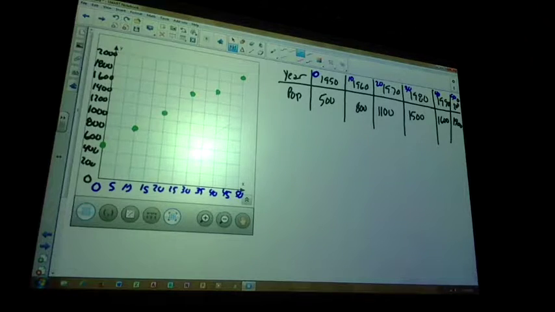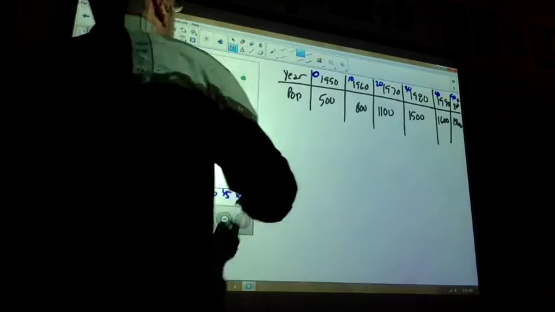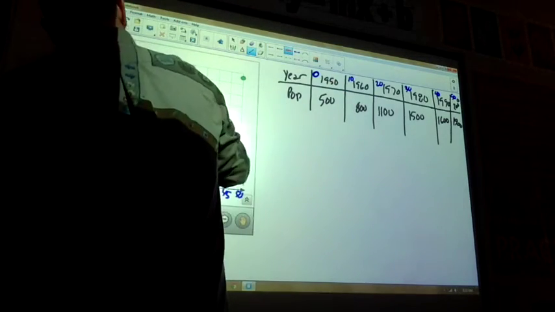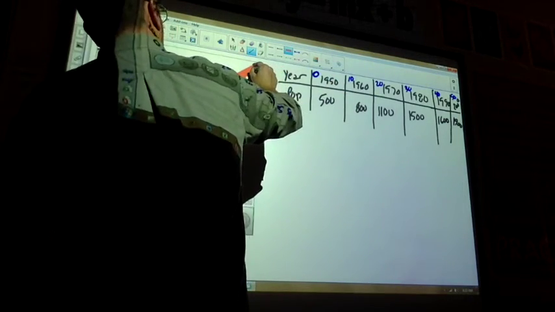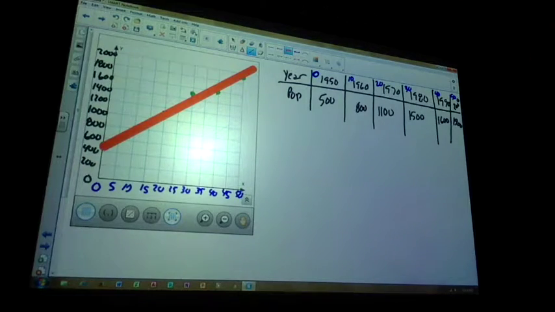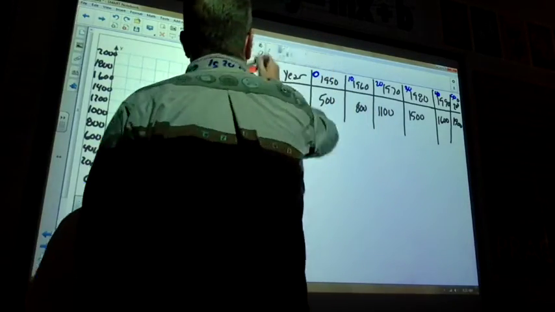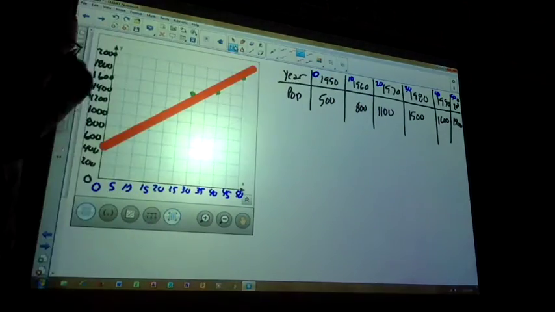All right, so it appears to be linear. I don't know, let's put our line up there. How's that look? I like it. Everyone see the big red line? No, I'm missing it. All right, it's too thin. It might be too thin.